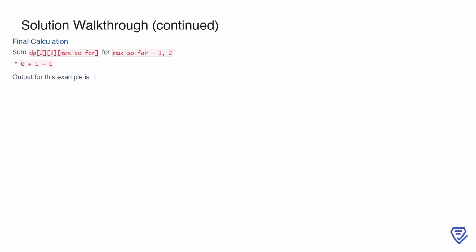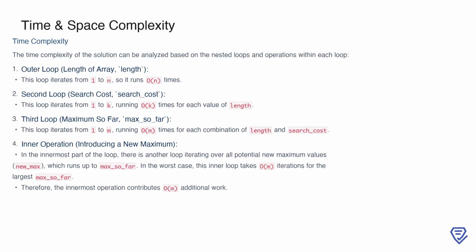solve it efficiently. To analyze the time complexity of our solution, we start by observing the nested loops and their contributions. First, the outer loop iterates over the length of the array, from 1 to n, which means it runs O(n) times. Next, the second loop tracks the search cost, iterating from 1 to k. This adds O(k) iterations for every value of length. The third loop handles the maximum value encountered so far, iterating from 1 to m. This means it contributes O(m) iterations for every combination of length and search_cost.